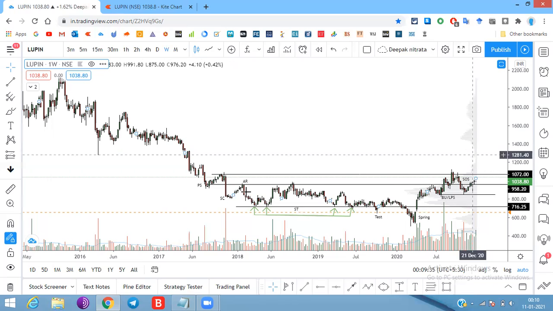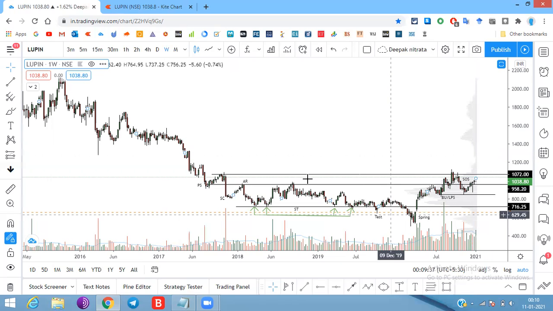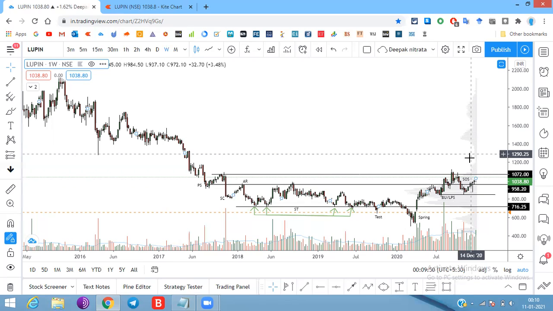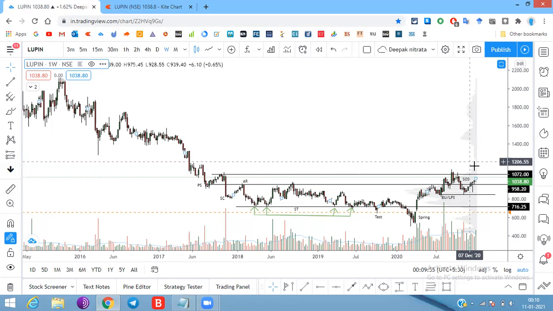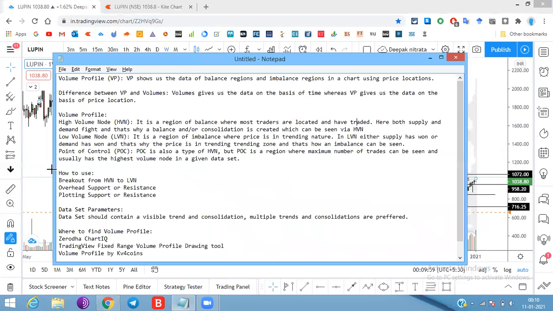Just don't get caught in the back-and-forth fighting. You can trade in a balance region if you have that much proficiency, that much power, no issues. I don't personally do it because I want an easy trade. That's why I trade in a trending zone. I trade in a low volume node region. That's the thing.